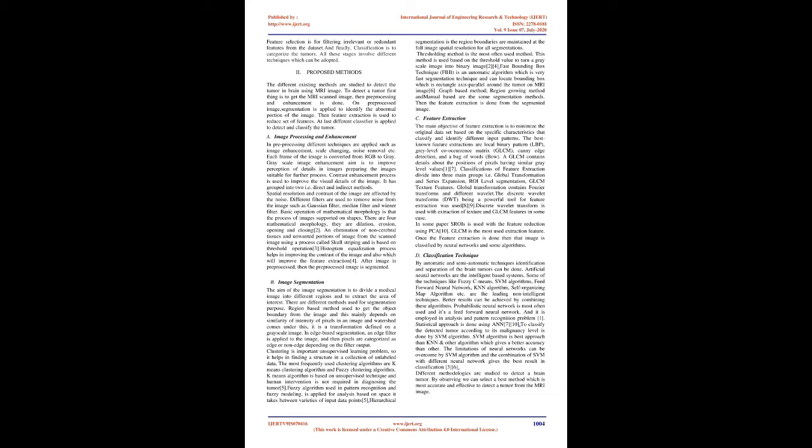There are different methods used for segmentation. The region-based method is used to get the object boundary from the image, and it mainly depends on the similarity of intensity of pixels in an image; watershed comes under this. It is a transformation defined on a grayscale image. In edge-based segmentation, an edge filter is applied to the image, and then pixels are categorized as edge or non-edge depending on the filter output.